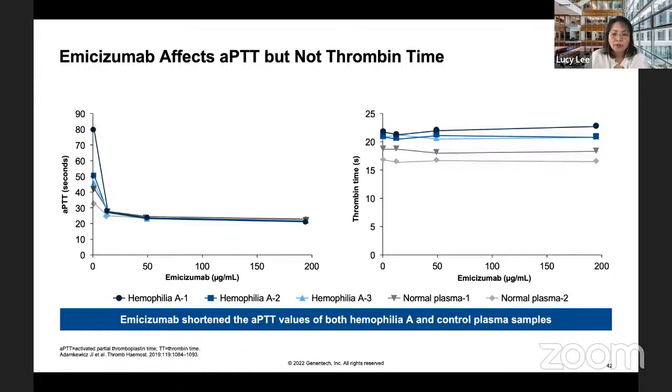On the right, what you see is emicizumab effect on thrombin time. And you can see that emicizumab exhibits no interference on thrombin time, meaning that it doesn't exert an impact on things that are in the common pathway.